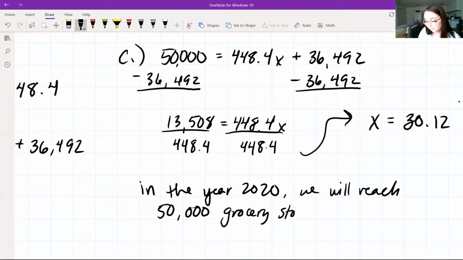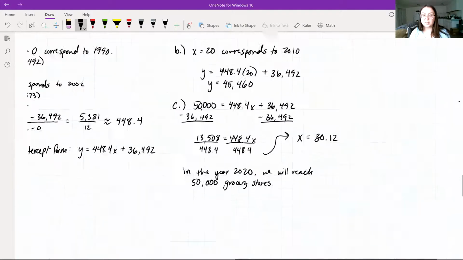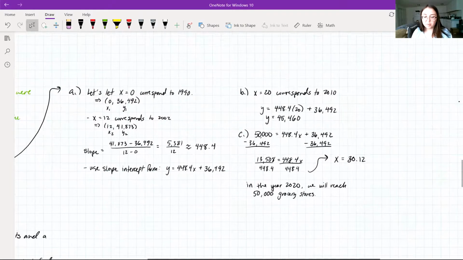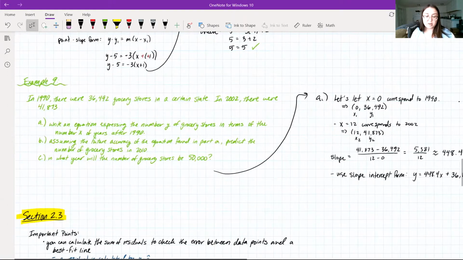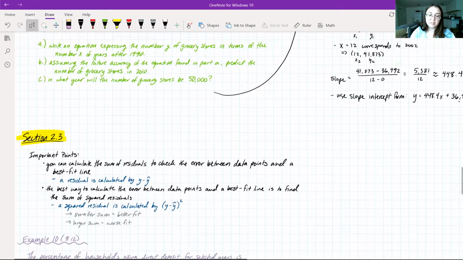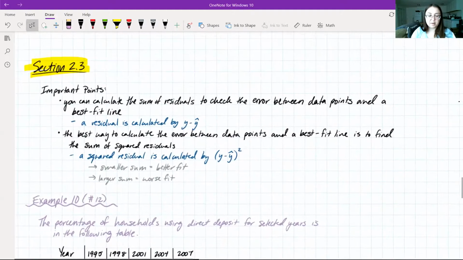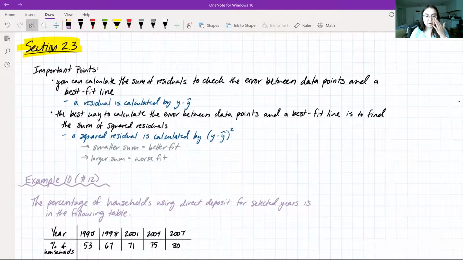So we see everything in this question revolved around part A, which was finding an equation. So we use that equation, and then in part B, we wanted to find the number of grocery stores, and then in part C, we wanted to find the year. So we were solving for Y in part B, and then we're solving for X in part C. All right, that was our last problem there for section 2.2. So now moving on to our last section, section 2.3 here.